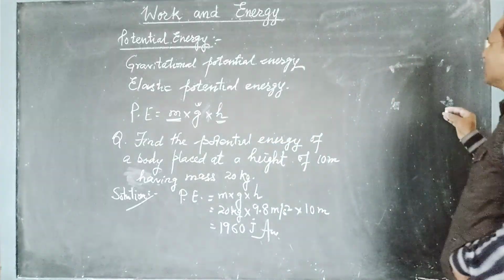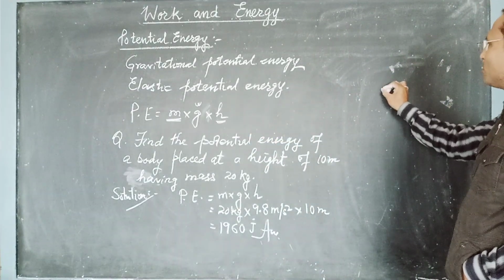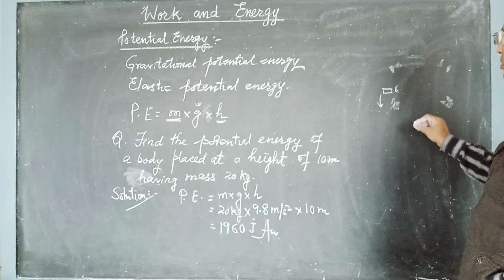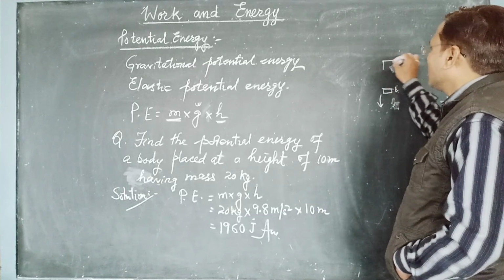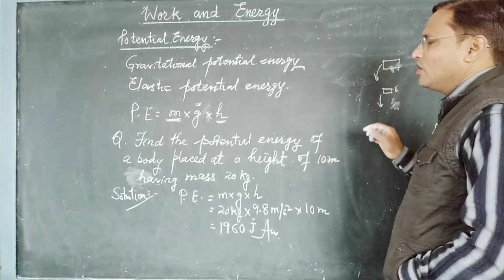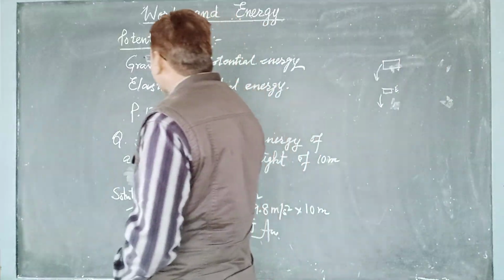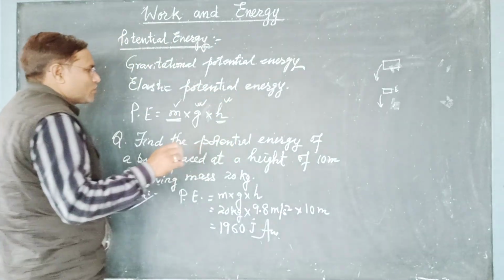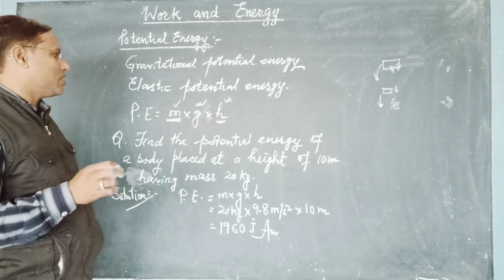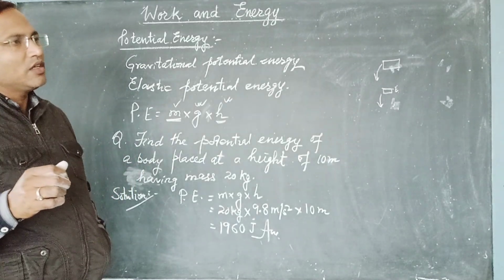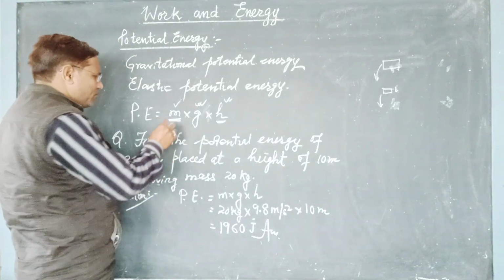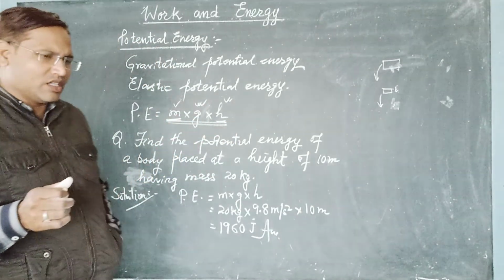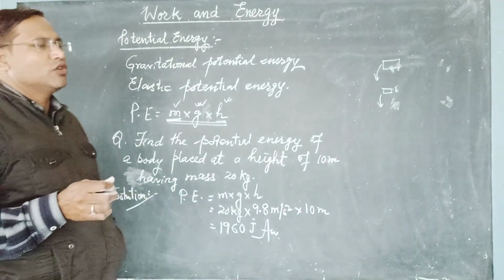Suppose I take a brick up to the first floor, and from there I drop it. The potential energy it was having will change when I take the same brick to the second floor and drop it from there, because the height is changing. So the potential energy will change with the change in mass, change in g, and change in height. When we increase them, the potential energy will also increase. When we decrease them, the potential energy will also decrease, because potential energy is directly proportional to all of these factors.